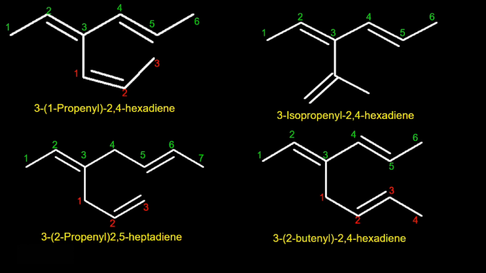3-(2-butenyl), because it is a 4 carbon chain and having a double bond, so it would be a butenyl group, right? 3-(2-butenyl)-2,4-hexadiene. Students, this is all about the IUPAC nomenclature of straight chain and branched alkenes. In the next lecture, we will discuss the nomenclature of cycloalkenes.